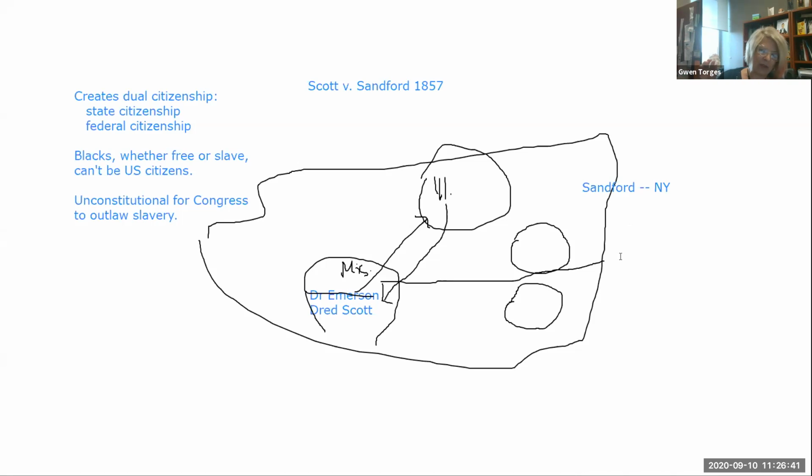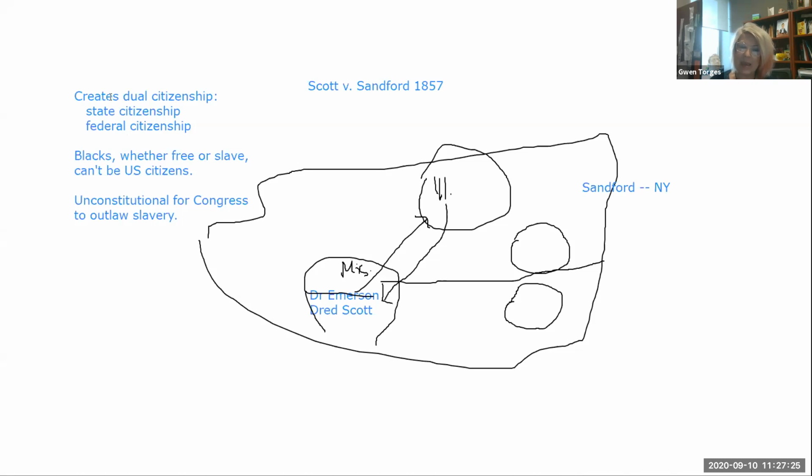And the Supreme Court said, actually, no, you don't have two different citizenships. The only US citizens that are in question here are Mr. and Mrs. Sanford. The court said that if states want to give Blacks citizenship, that's up to them. But Justice Roger Taney wrote that if you look back at the time when people of African descent were brought to the United States, they weren't considered part of the polity. They weren't meant to be citizens. They had been meant to be slaves. And so they cannot be part of the political mechanism of the US government.